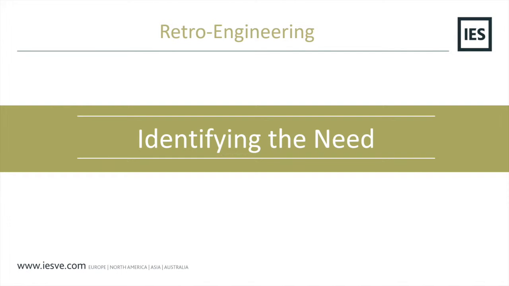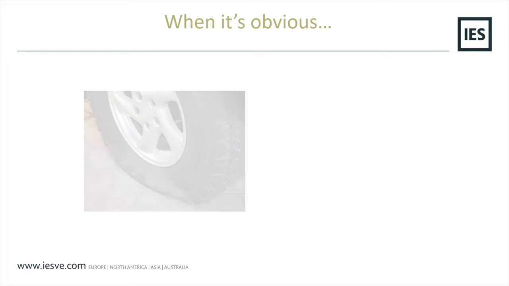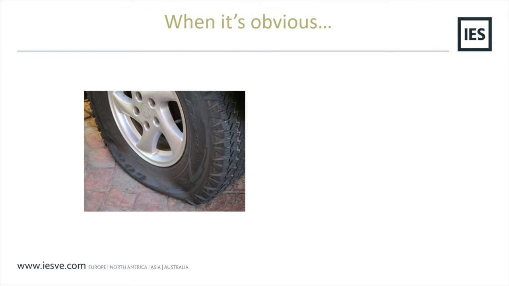Okay, so retro engineering, I thought it was really important to maybe take a step back and just look at identifying the need. So we've had a play on this, but when it's obvious, you've got a flat tire. So how do you tell you've got a flat tire? You hear a noise, you're feeling the vibrations. Clearly there's a problem, and it's obvious that something's actually wrong.